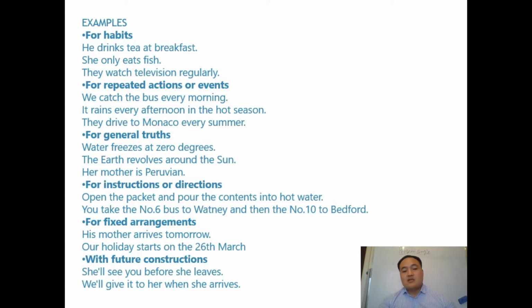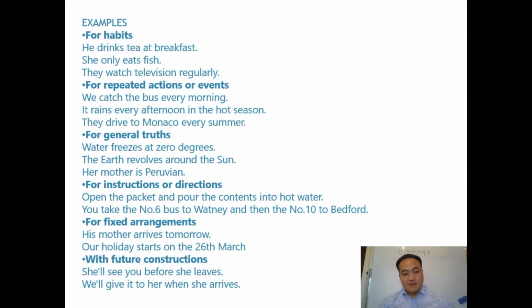And we also need the present simple for general truths. Water freezes at 0 degrees, as I already mentioned. The Earth revolves around the Sun, not vice versa. Her mother is Peruvian. That's a general truth. Her mother is Kazakh. That's a fact.